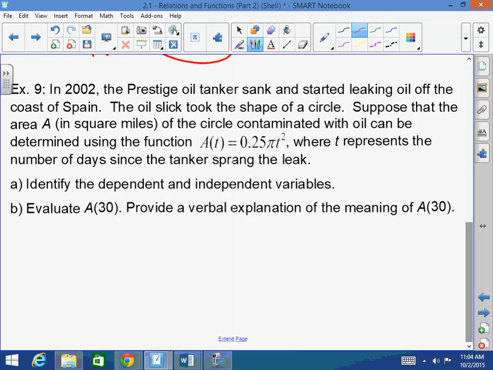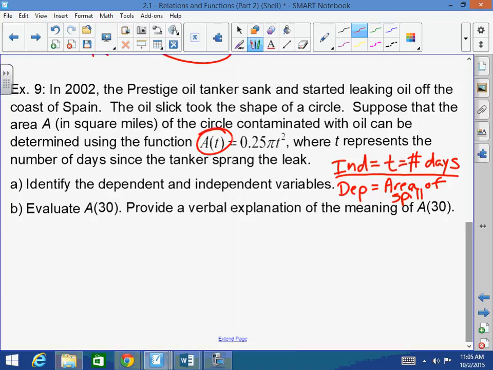Well, the independent variable here is the t, right? Which equals the number of days. That's what's independent. The dependent here equals the area of the spill. And the area of the spill is the A of t.